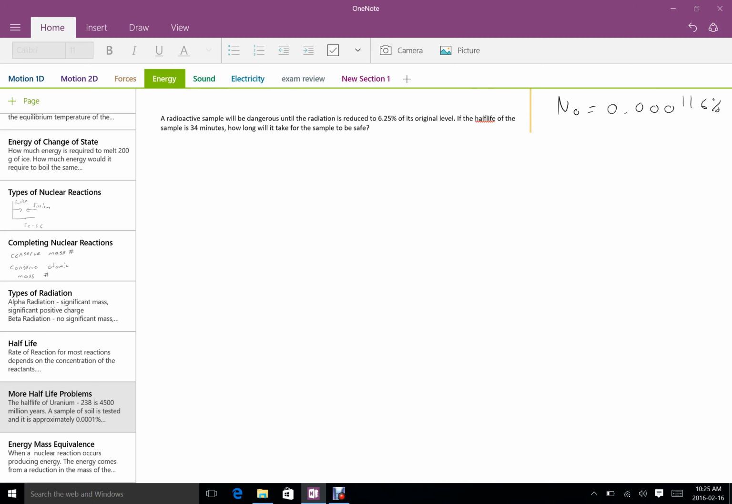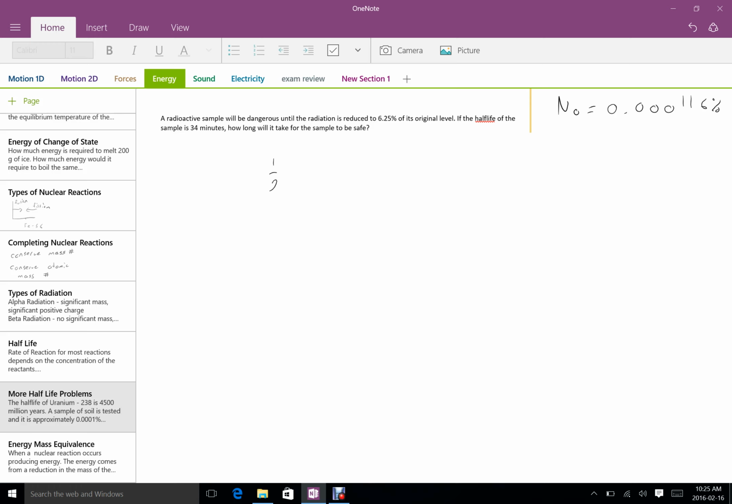The radioactive sample will be dangerous until the radiation is reduced to 6.25% of its original level. If the half-life of the sample is 34 minutes, how long will it take? So these questions require a little bit of math that we haven't done yet, called logarithms. So when we do these problems, we're going to have to assume that the amount we've been reduced to is some integer number of half-lives and just figure that out.